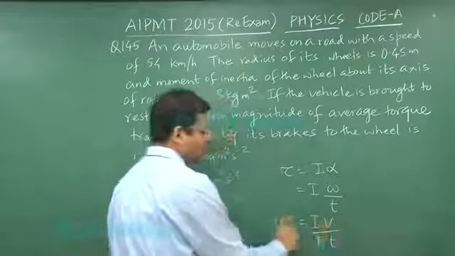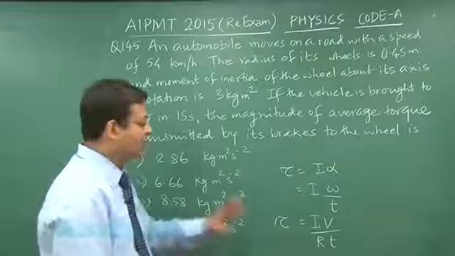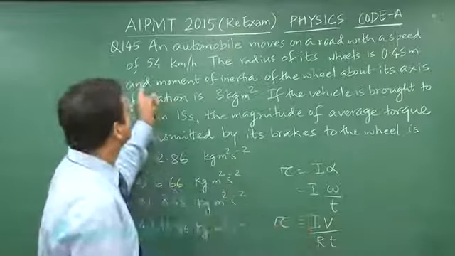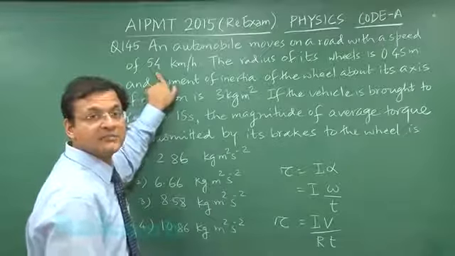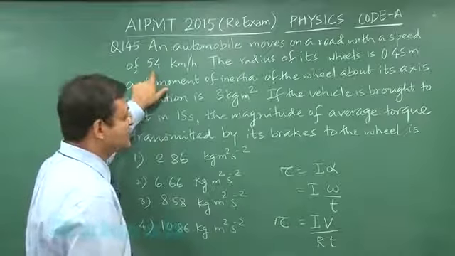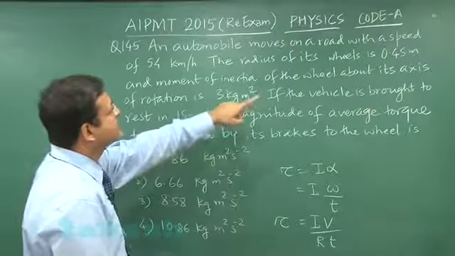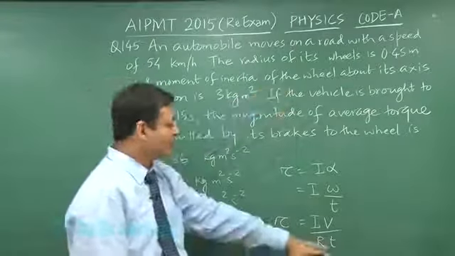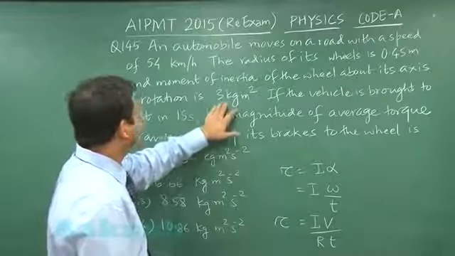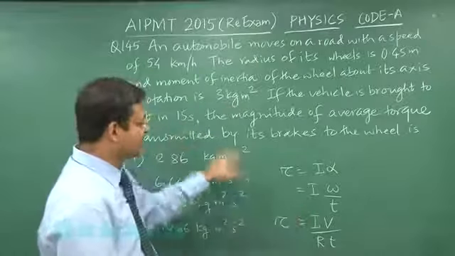So torque is to be calculated using this formula: moment of inertia, the velocity which has been given, radius and time. You can see linear velocity has been given 54, that has to be converted into meter per second, that will be 15, isn't it? And then radius is given to you, you can see radius is 0.45, that you can substitute here, and the moment of inertia has been given I, and the time also is given 15 seconds.